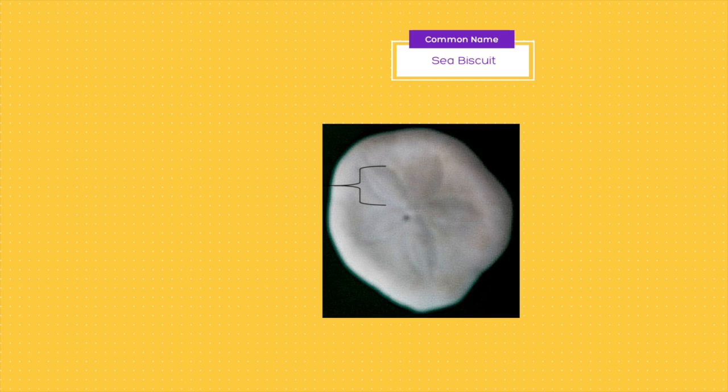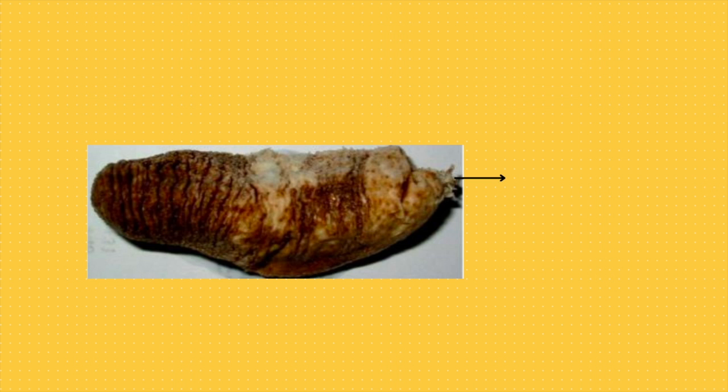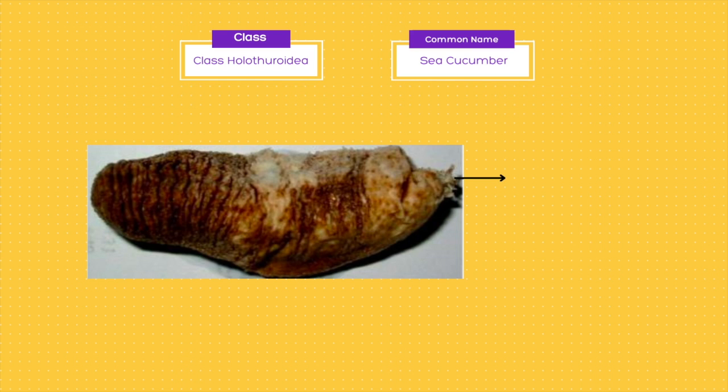The next picture shows the sea biscuit or the sand dollar that belongs to the class Echinoidea. Here, we can see the petaloid that contains tiny little holes that allow tube feet to emerge. This is how the sea biscuit breathes. And lastly, we have the sea cucumber that belongs to class Holothuroidea. The arrow points to the sea cucumber's tentacles, which they use for feeding and for moving.